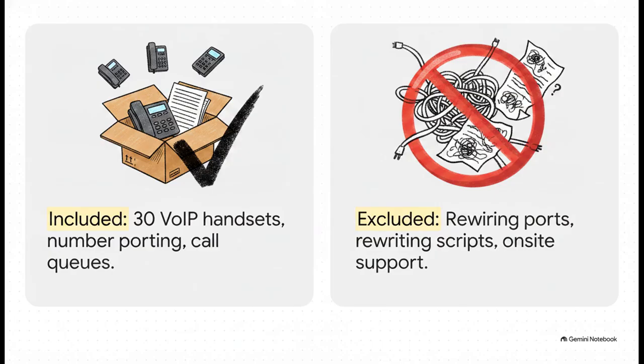All right, let's talk about scope. Really, scope is just laying out exactly what's included and, maybe even more importantly, what's excluded. If you sell a new phone system, your scope absolutely must explicitly state that while 30 handsets and number porting are included, things like rewiring their dusty old office ports or writing their call center scripts are excluded. A clear, documented scope is what protects you from clients assuming they'll just do extra work for free. It prevents massive headaches and conflicts down the line.